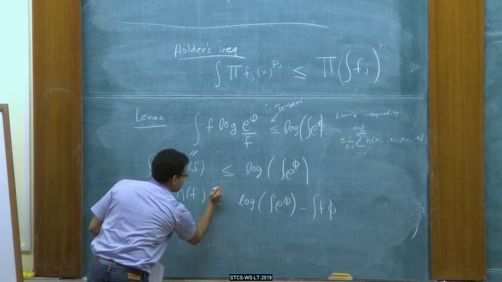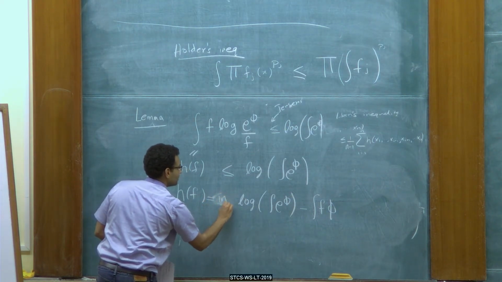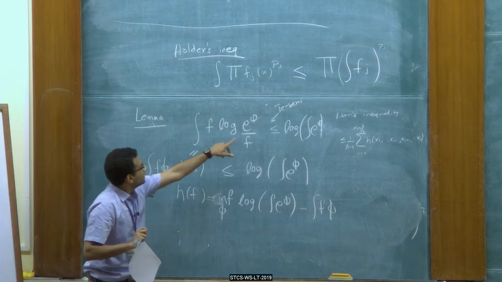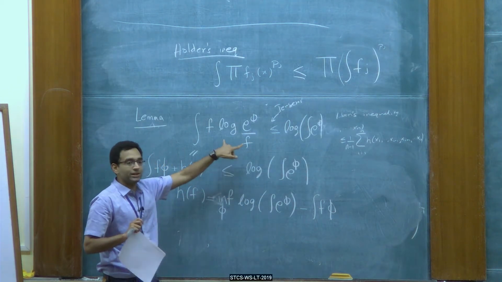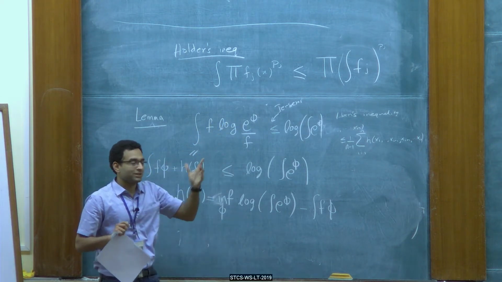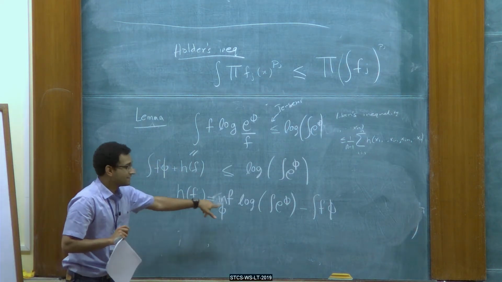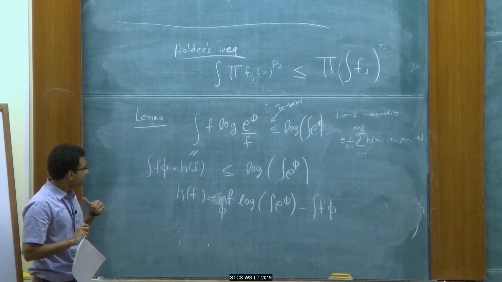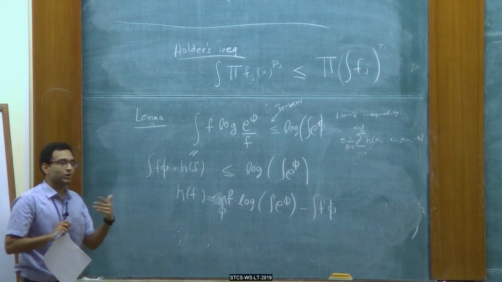So in particular, h of f is equal to the infimum of this over all phi. That's because if you were to choose the right possible phi here, you would actually get equality. You have equality in Jensen's inequality if e to the phi over f is a constant. So if you choose your function phi correctly, then you have equality, in which case this infimum is achieved by that phi. So that's the lemma that we have. This is like a variational characterization of entropy. Entropy is just the minimum of this over all possible functions phi.